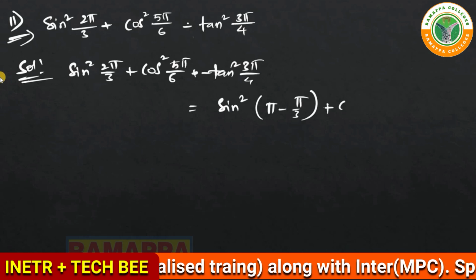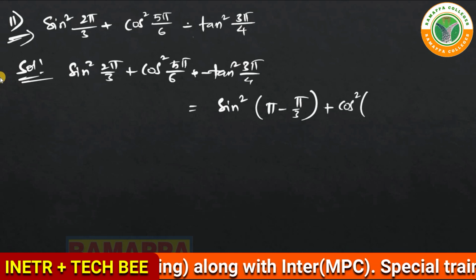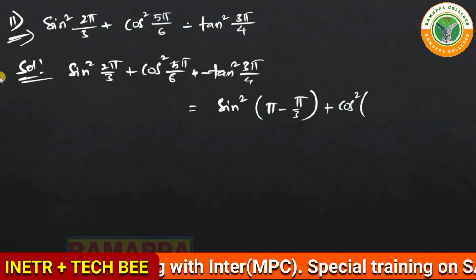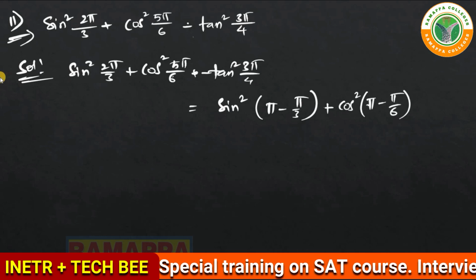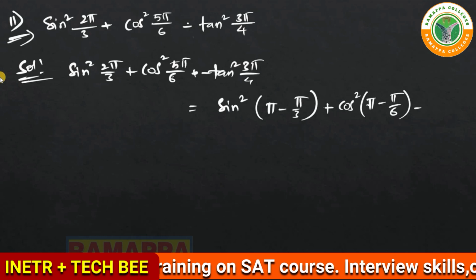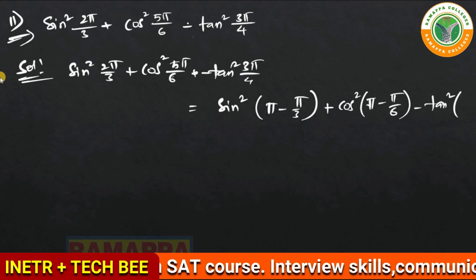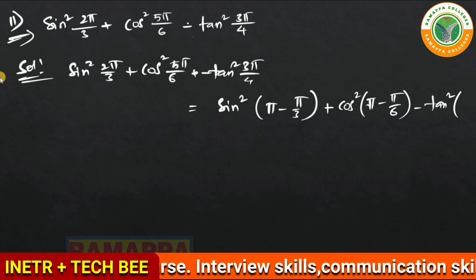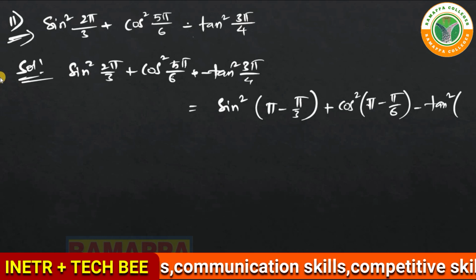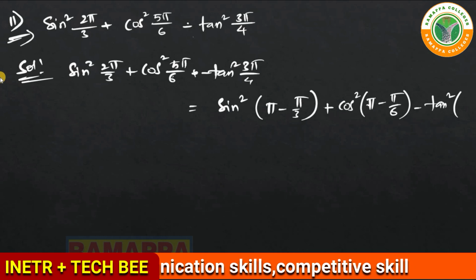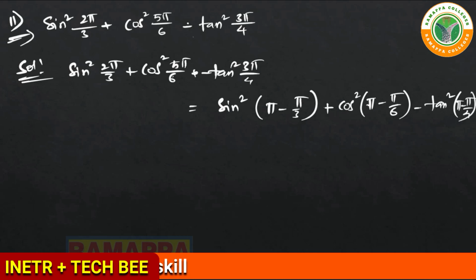Here also plus cos square 5 pi by 6, which I can write as pi minus pi by 6, and minus tan square 3 pi by 4, which I will write as pi minus pi by 4. So we can transform like this.